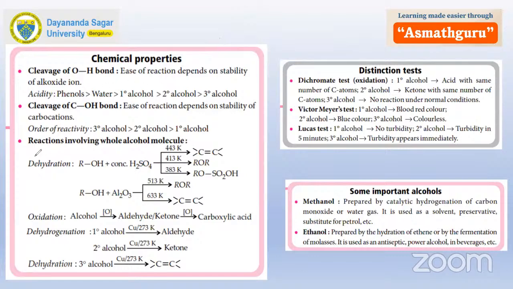Then, what are the reactions involving whole alcohol molecules? Be clear, my dear students. When there is a cleavage of the O-H bond, primary alcohol is more reactive than secondary and tertiary. When there is a cleavage of the C-O bond, tertiary alcohol is more reactive than secondary and primary. But you should remember, what are the reactions?